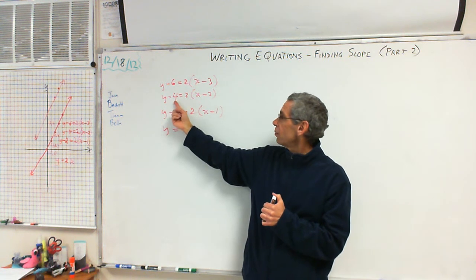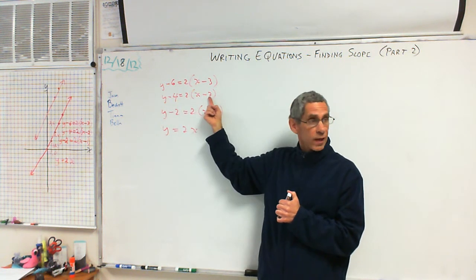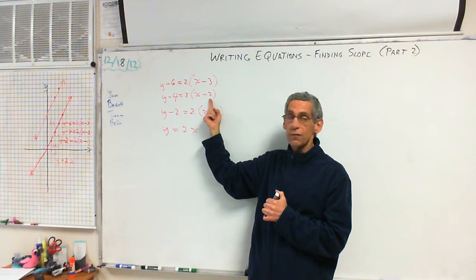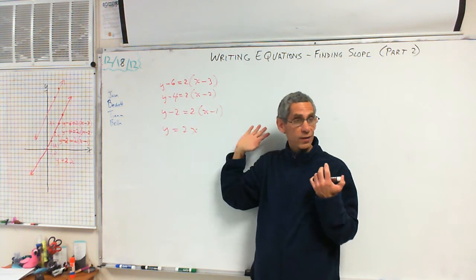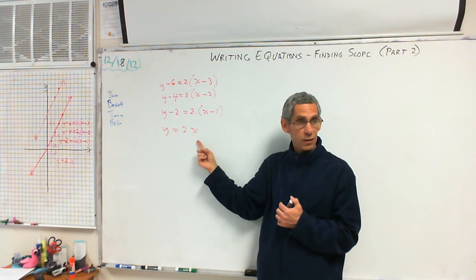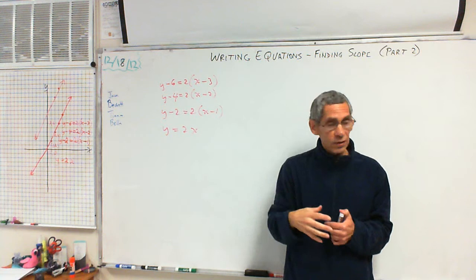But 2 times negative 2 is negative 4. So negative 4 and negative 4, if you add 4 to both sides, the 4s cancel out. You get y equals 2x, right? So interesting.